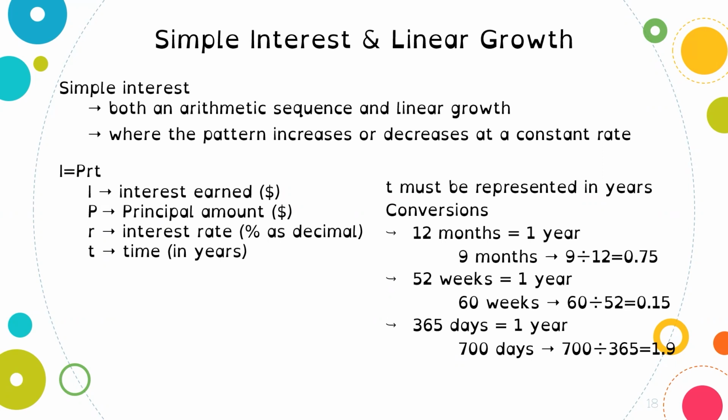So 60 weeks is 60 divided by 52, which is equal to, and that's an error, I forgot to write the 1. So 60 is greater than 52, so it's going to be 1.15. And 700 days is 700 divided by 365, which would be 1.9. So it's really important to remember that for simple interest, you need to convert your time into years if your question isn't already in years. And then if you want to figure out the final amount, you need to add your original principal amount plus the interest amount that you calculated to figure out how much you have in total.